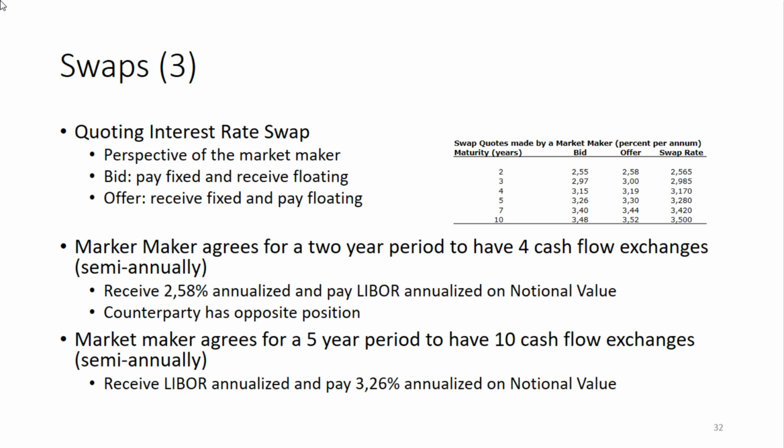So let's look first at the bid column. What the bid column says is, if you want to enter into a swap contract that applies for 2 years, then the bid says the market maker is prepared to pay the fixed amount of 2.55 and then to receive floating rate during those 2 years, or it's prepared to pay floating, but then it wants to receive the higher rate of 2.58. The average of the bid and the offer rate is what we call the swap rate.